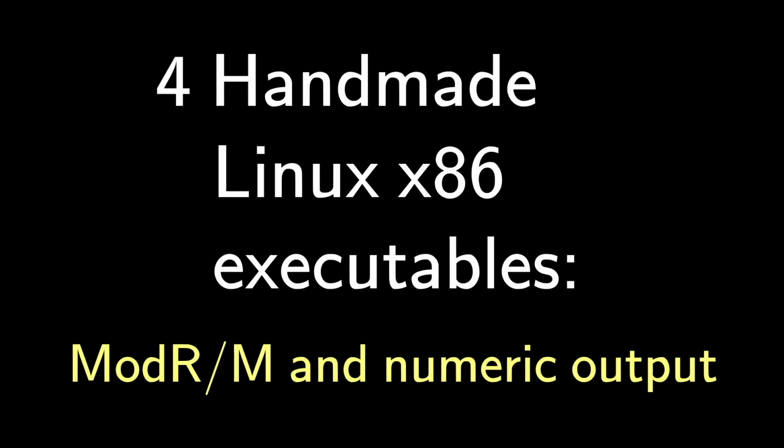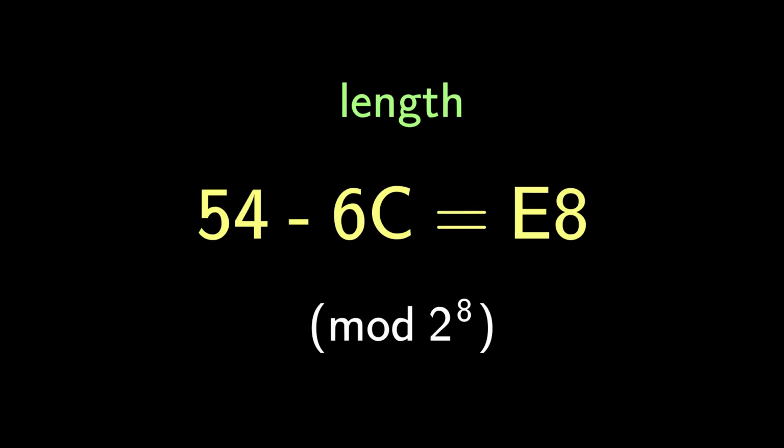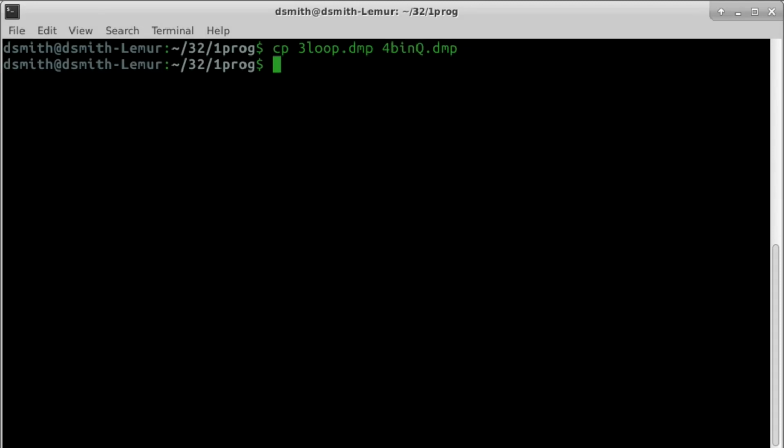In the last video, we studied loops and conditionals. We found ourselves calculating the length of the program and the lengths of jumps. Let's write a program to calculate these differences for us. We copy the file from the last video.